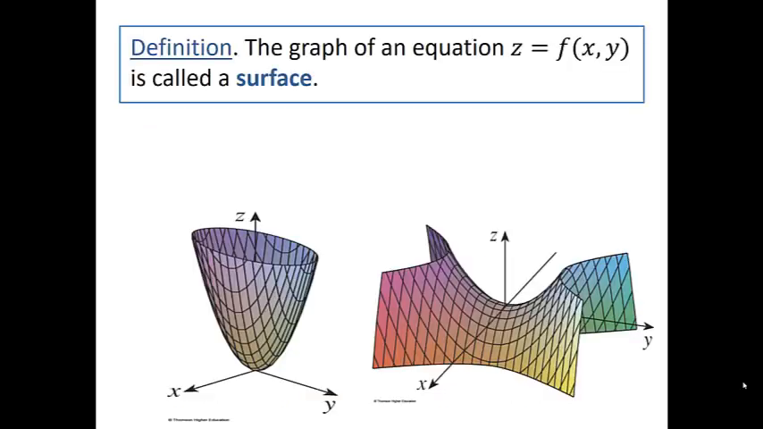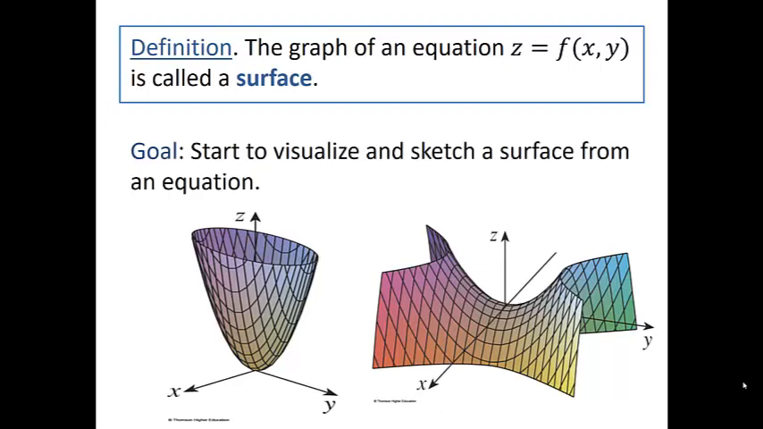Recall that the graph of an equation of more than one variable is called a surface, and you see a couple of nice ones here on the screen. The goal of this video is to help you start to visualize and sketch a surface given the equation. Just like we know from our old math classes, if we see y equals x squared, we know that we're drawing a parabola. The idea is to get that comfortable with some of these equations that have more than one variable. We're going to start with a catalog of the most important surfaces, and then we'll get a little more creative.